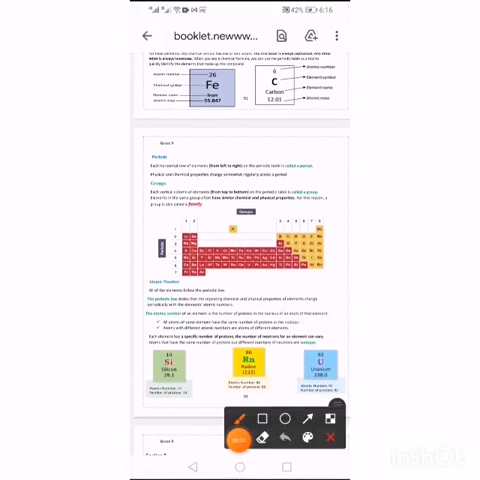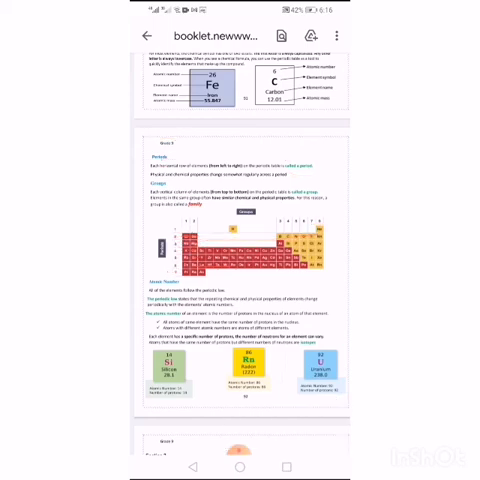Periods and groups. Each horizontal row of elements from left to right is called a period. So this is a period: period 1, period 2, period 3, period 4, period 5, period 6, period 7. Physical and chemical properties change somewhat regularly across a period.